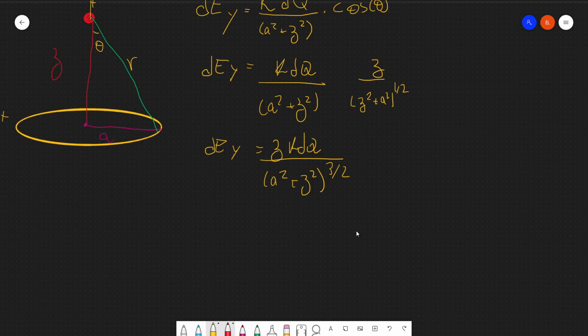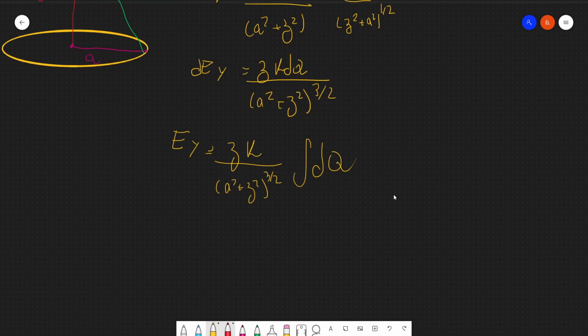And then we integrate both sides, and the integral of dEy equals Ey, which is fine. And then we have just a bunch of constants, which is going to be zK over A squared plus Z squared, square root of that cubed, times the integral of dQ, which is just going to be Q. So Ey equals zKQ over A squared plus Z squared to the power of 3/2.